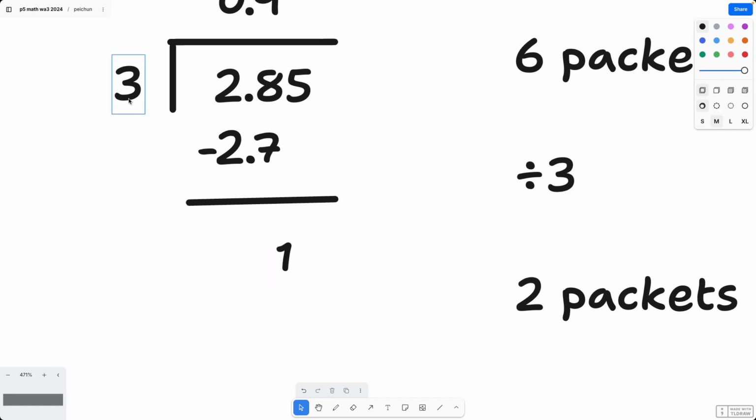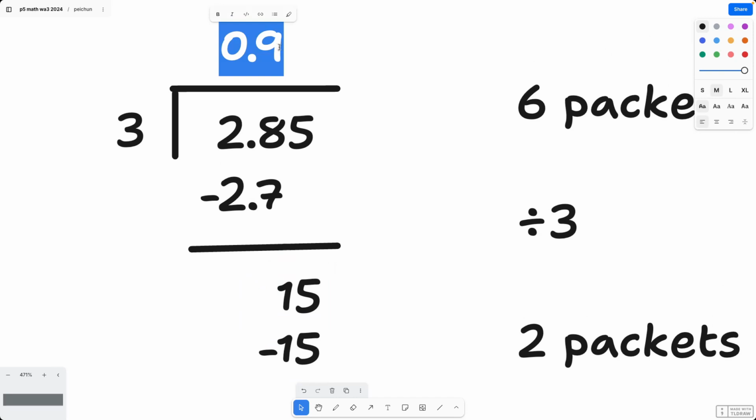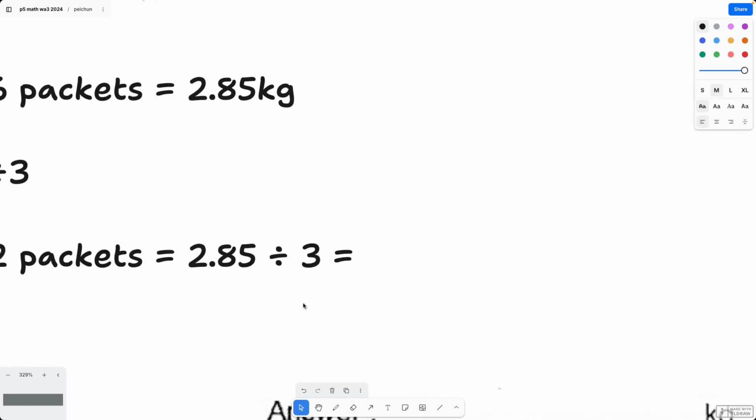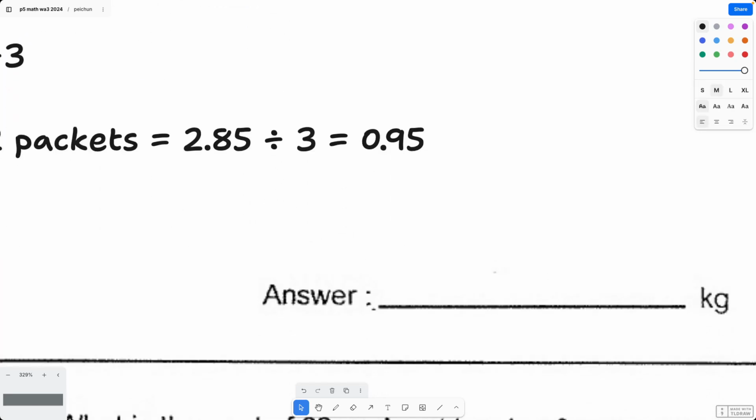So can 1 be minus 3? No. So we can just bring down the next number, 15. So 15, can we subtract anything that is a multiple of 3? Yes, we can. So we subtract off 15. How do we get 15? It's 5 over here. And there we go. So the answer to this is 0.95 in this case. Okay, and there you go. The answer is 0.95.